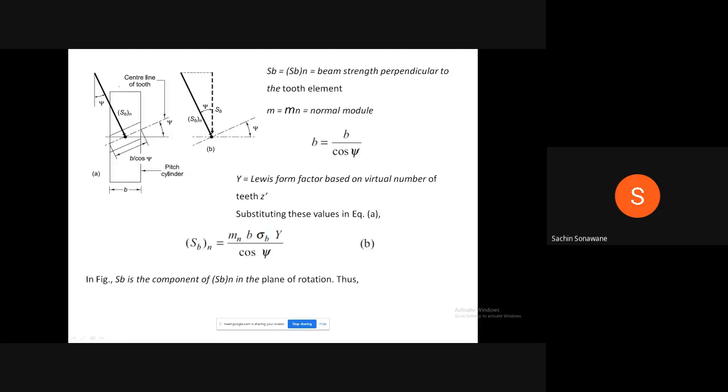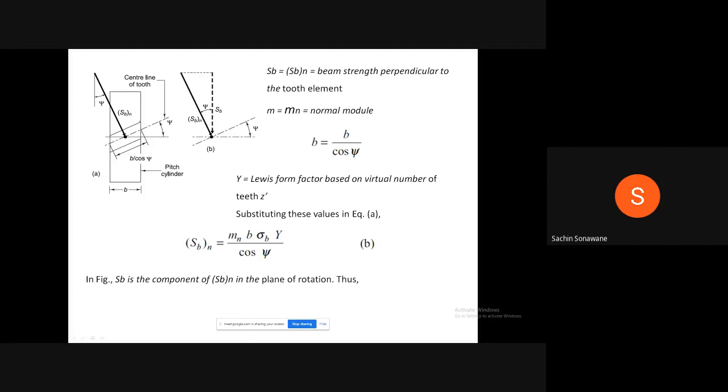Now this is the helical gear, and this is one tooth of helical gear. You know that in case of spur gear, beam strength is nothing but the maximum amount of tangential load that the beam can transmit without bending failure. That force is nothing but tangential force. Therefore, tangential force is always perpendicular to the tooth.